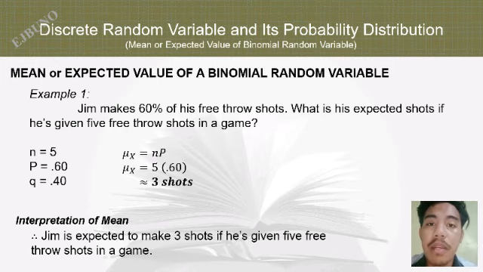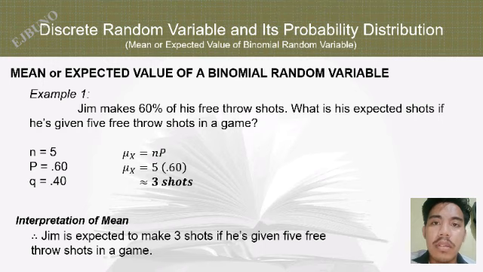And remember, our formula for the mean is equal to the number of trials times the probability of success. We have 5 times 0.60 equals 3 shots. We can interpret the mean as: therefore, Jim is expected to make 3 shots if he's given 5 free throw shots in a game.